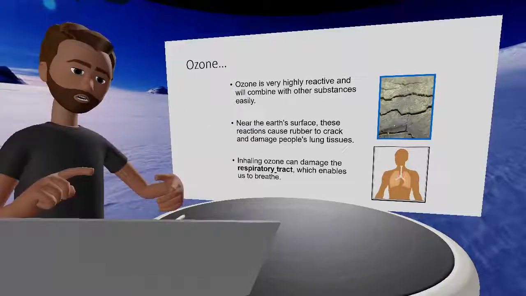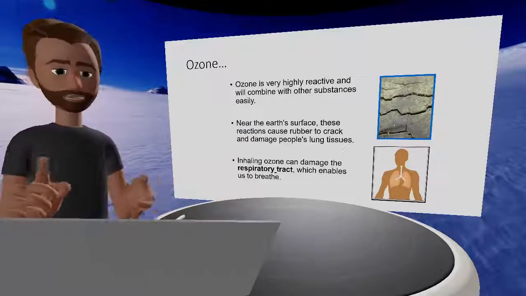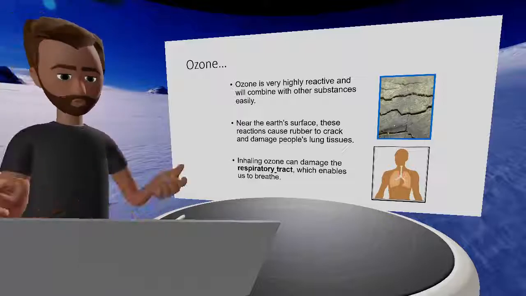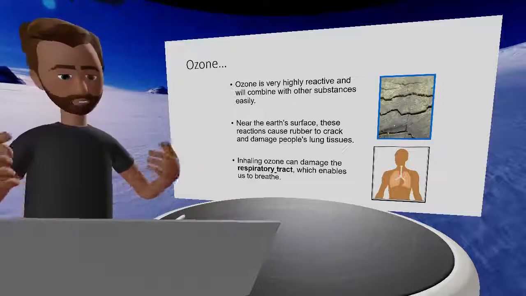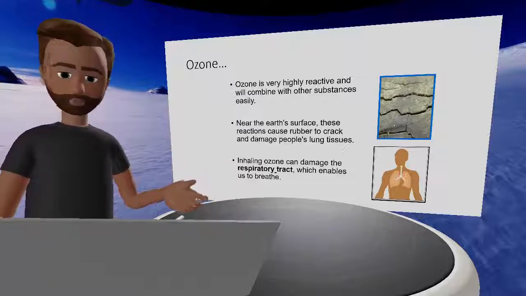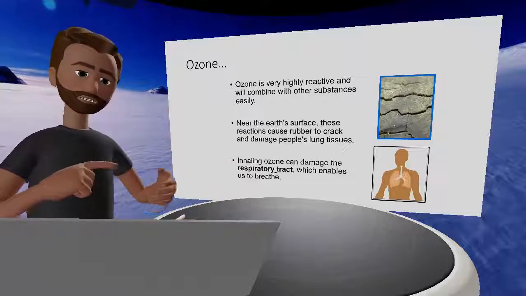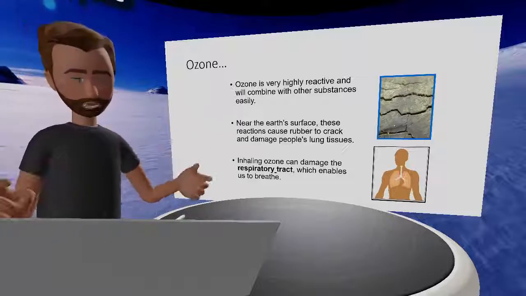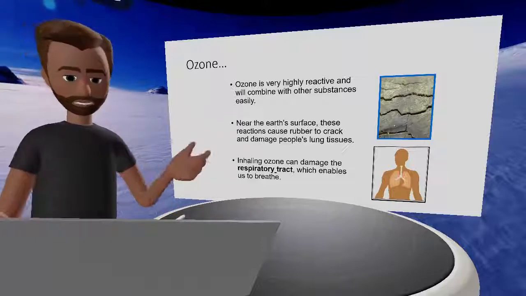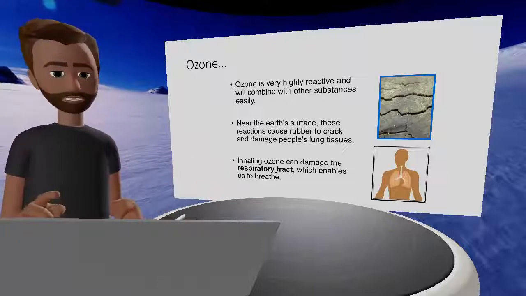So I talked about it not being great in the troposphere. Ozone is highly reactive. It's not a very stable form of oxygen, and so when it's near the Earth's surface, it will react with other substances. When it comes to rubbers and things, it will make them crack and react and cause damage. When it comes to your lung tissue, it'll react with it as you're breathing in the air and cause issues in your lungs. You're going to find it in your respiratory tract, restricting your ability to breathe.